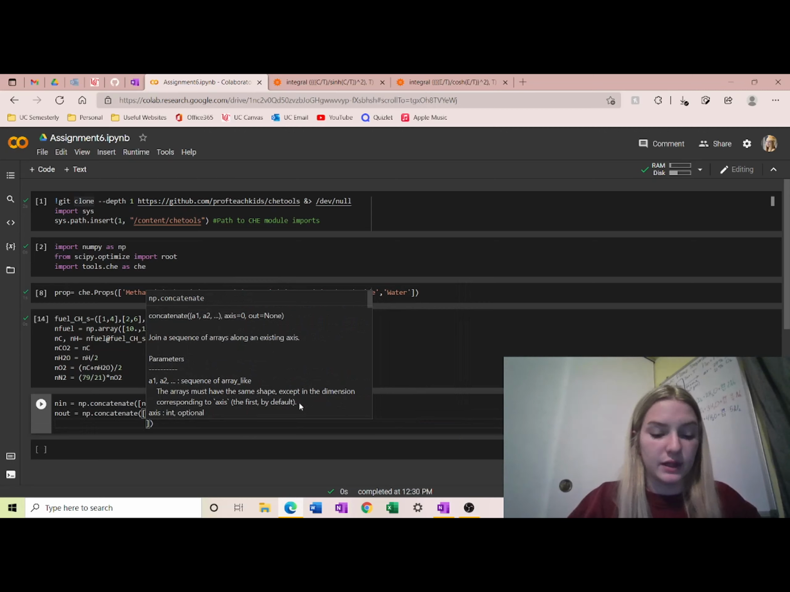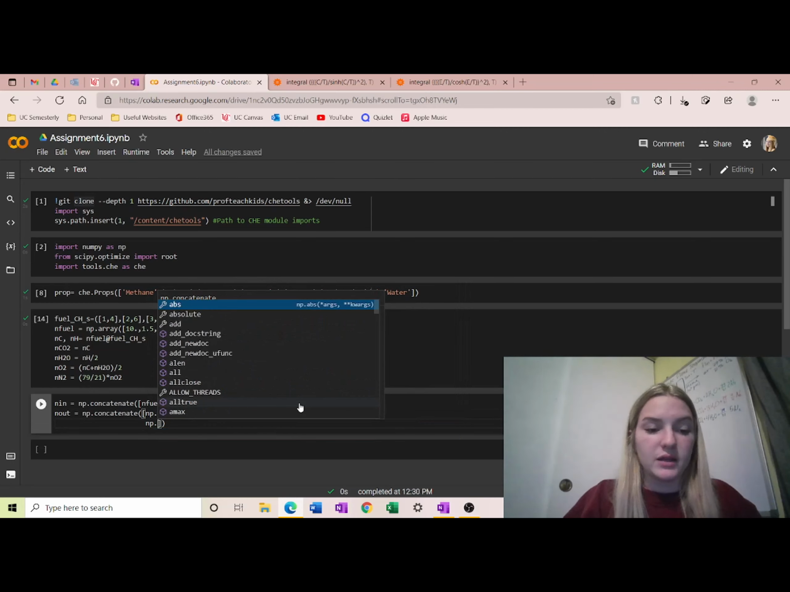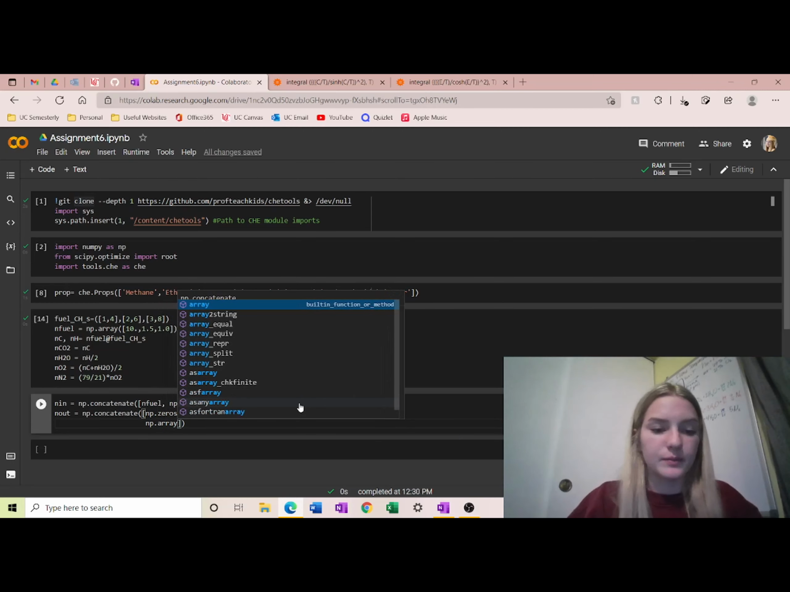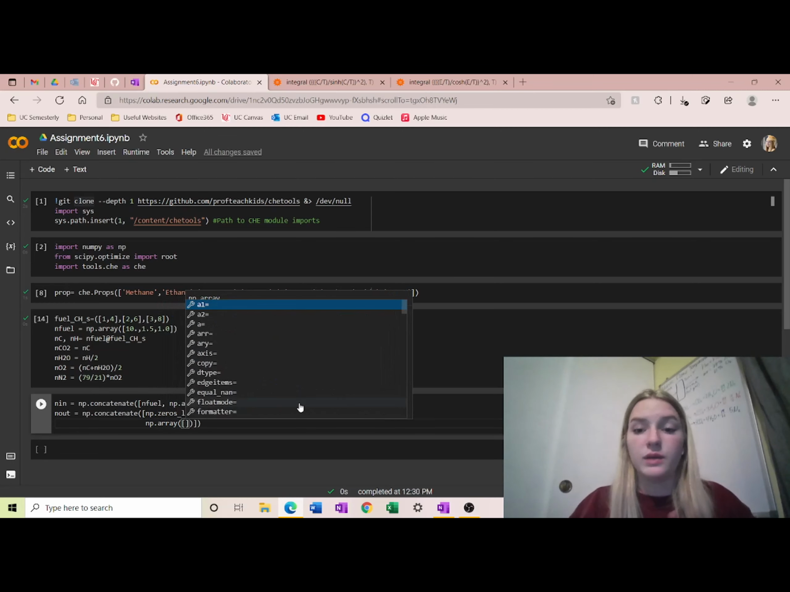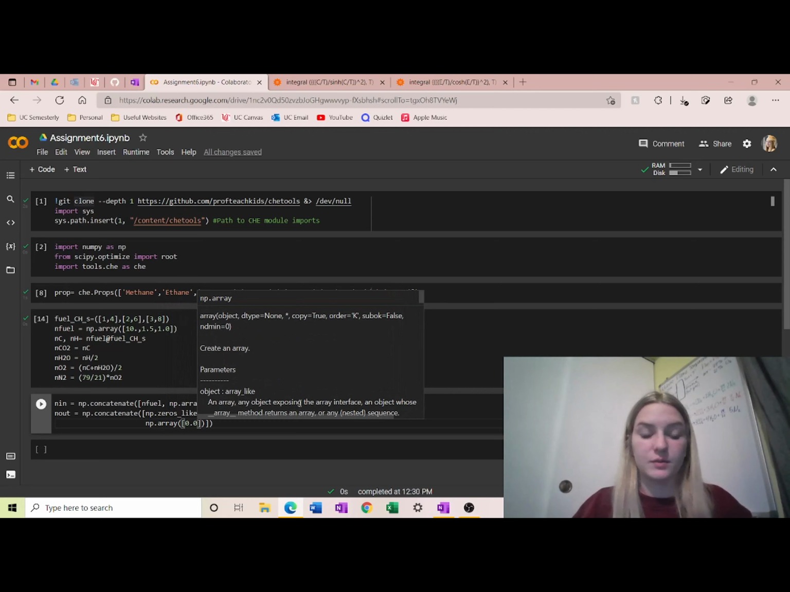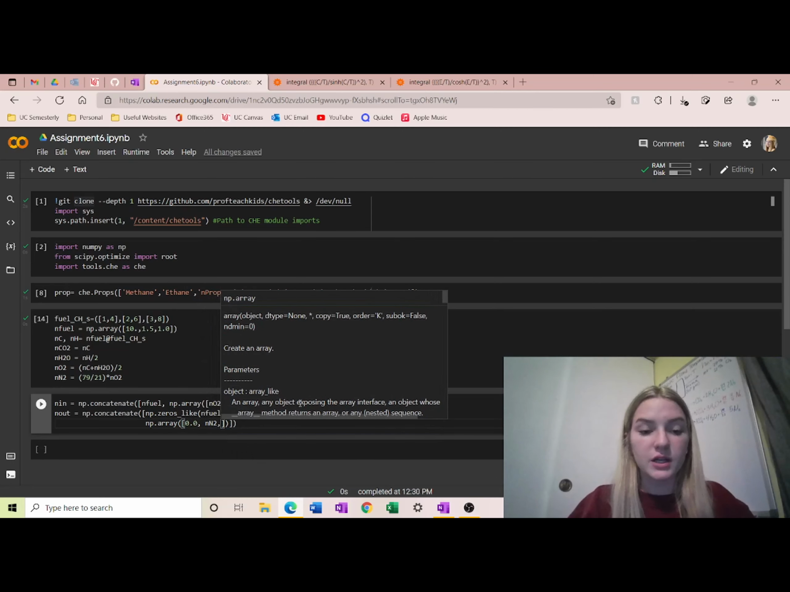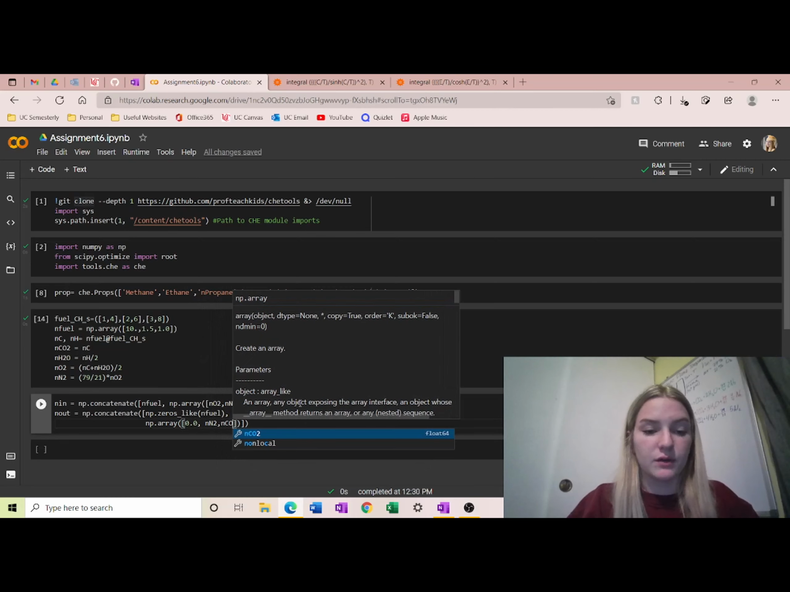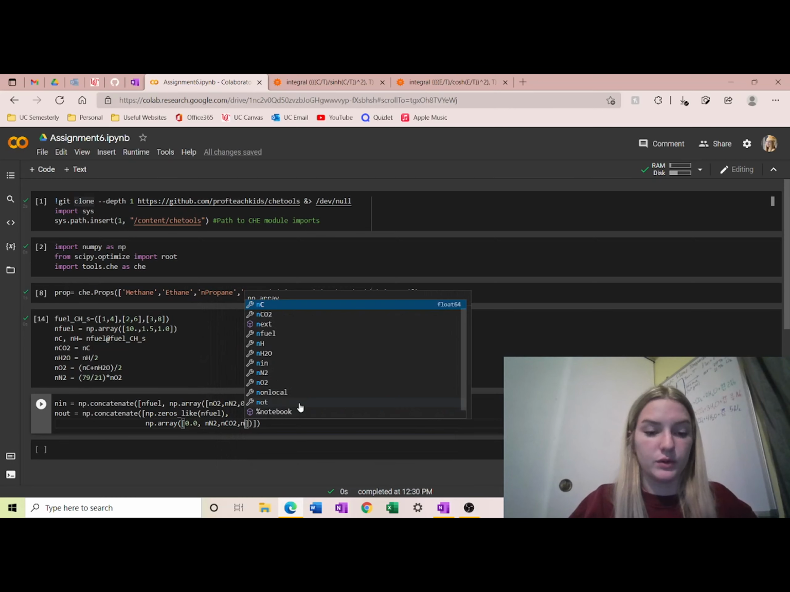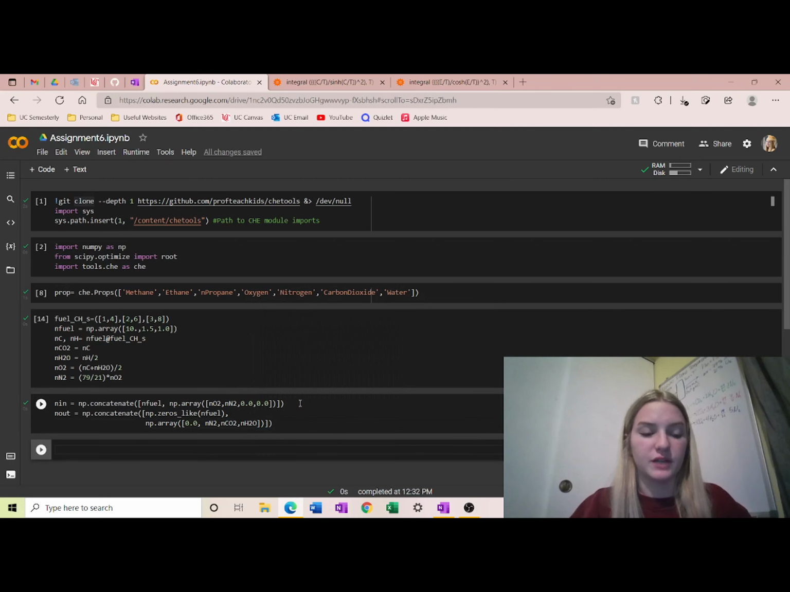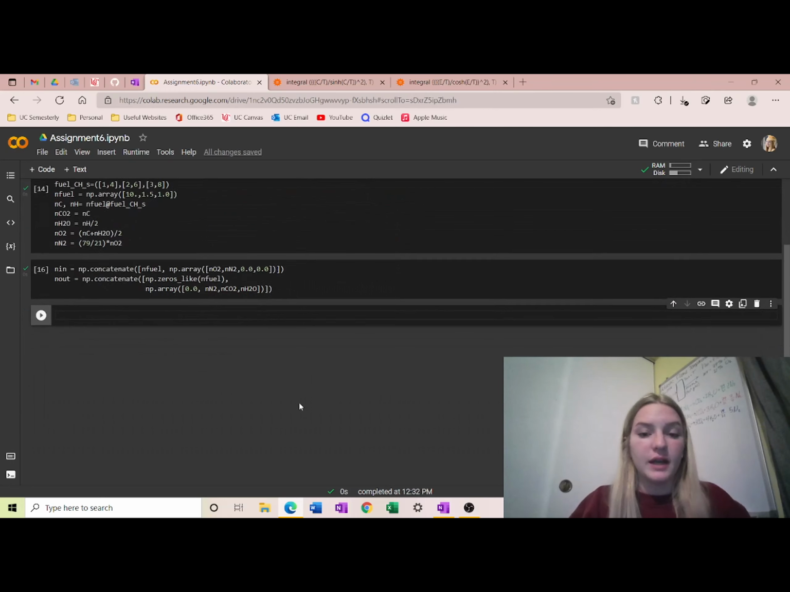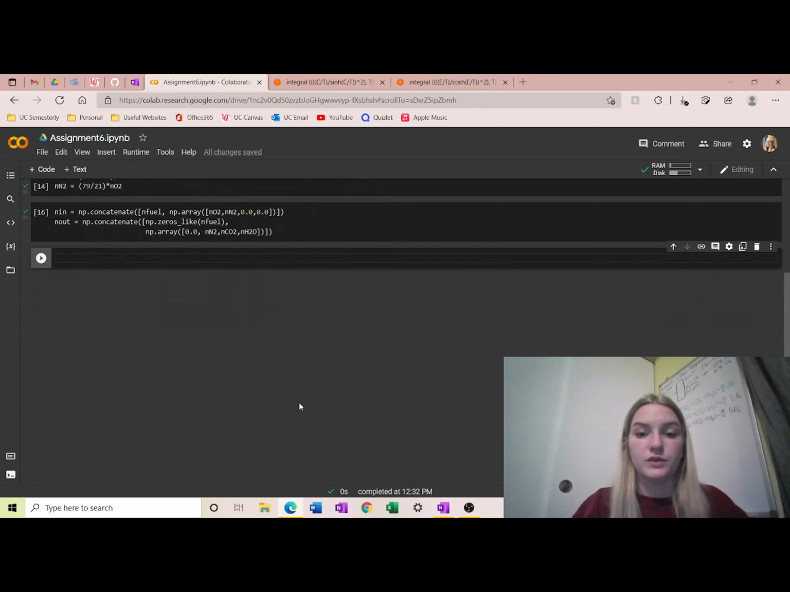Actually, I'm going to put this on the next line. And we are going to do np.array of, so now we have no oxygen left in our system, so we're going to have 0.0. We are still going to have our nitrogen, and now we have our moles of carbon dioxide and our moles of water. Shift enter on that. Now we are going to start looking at our sensible heat.